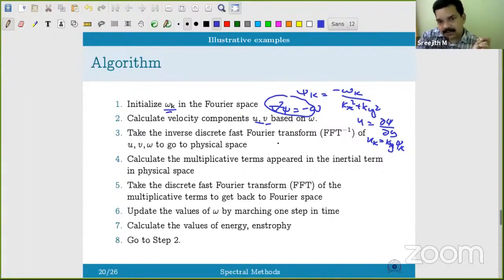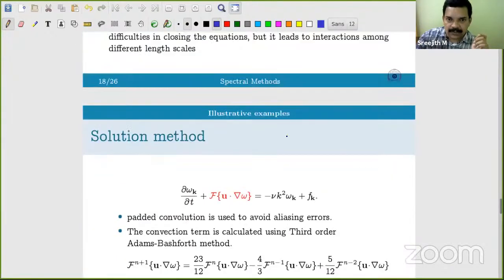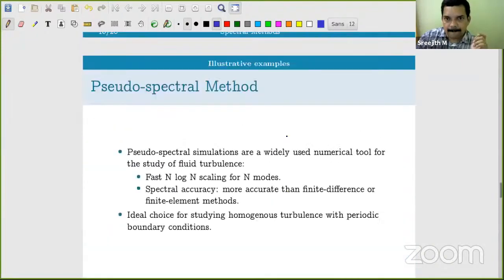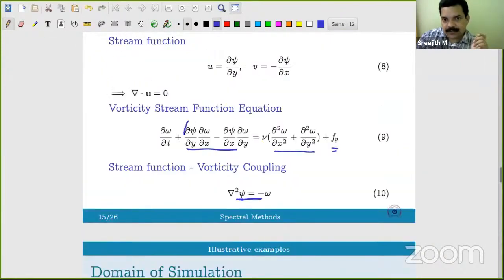Take the inverse of the discrete Fourier transform. The inverse transform is taken to find the convective term. The nonlinear term you have to find in the physical space. So u, v, and omega are calculated. You have the terms dou psi by dou y, and so on. This product term you have to calculate in the physical space.